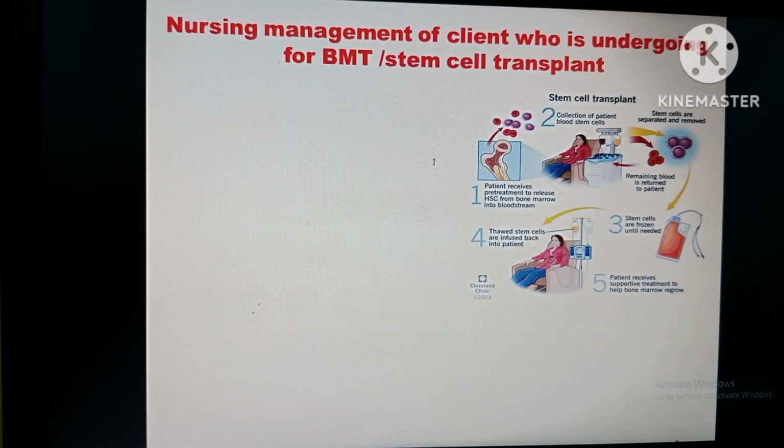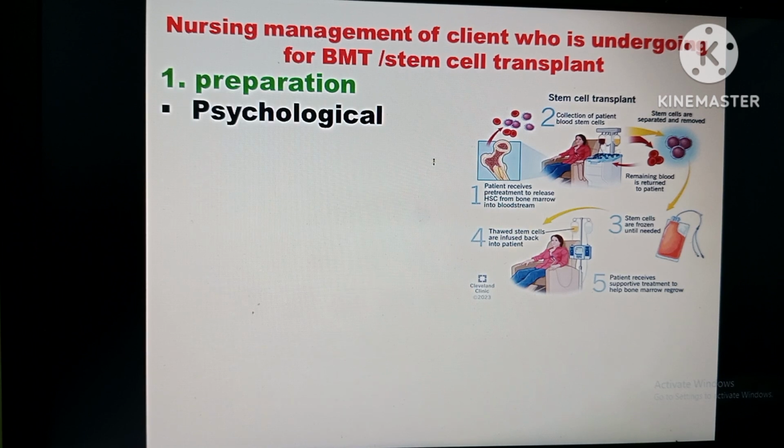So during bone marrow infusion, what is the nursing responsibility or nursing management of a client who is undergoing bone marrow transplantation or stem cell transplant? It is not like an IV fluid, where you connect the IV fluid and go and just tell the bystander to ring the bell if anything is needed. No. In bone marrow transplantation, it will be transfused in the same way as blood, with a large pouch.